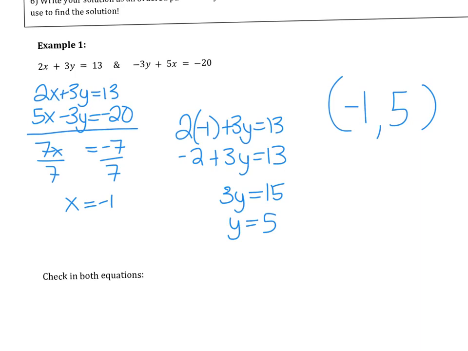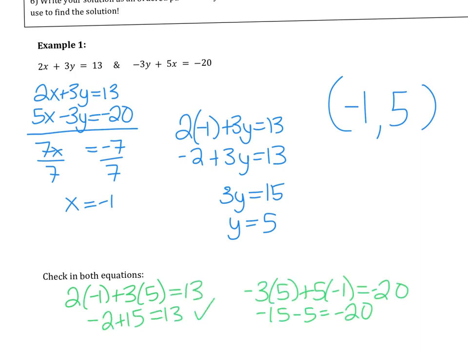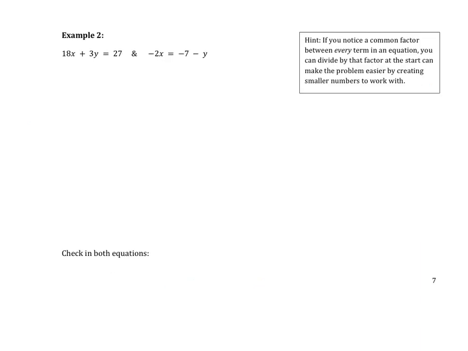That means that these two lines, if they were graphed, cross at one point, and that intersection point is negative 1, 5. Each of these lines has an infinite number of solutions, but the only solution to the system, or the only point that is on both lines, is this point here. Now, it's good practice to always check your solution in both equations. So I'm going to substitute my x-coordinate and my y-coordinate into both of my equations and check that they both come out true. Since both equations came out true, I'm confident that I solved the system correctly.